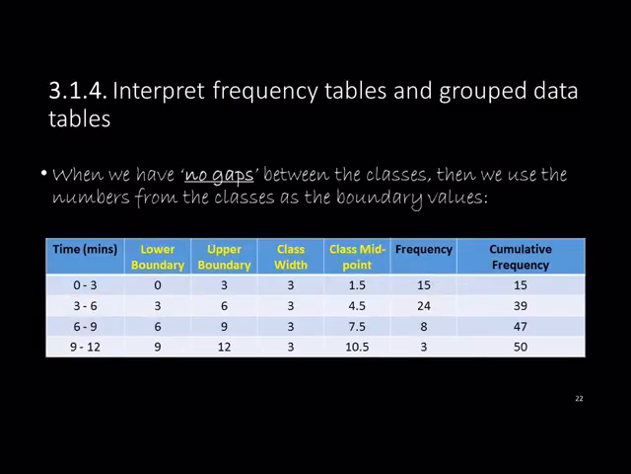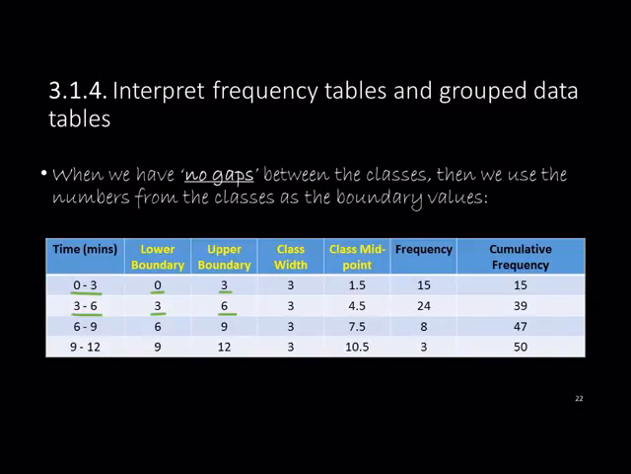And our second example is when we have no gaps between the classes. This is much simpler. We simply use the numbers from the classes as our boundary values. So in this first case, our class is 0 to 3, and that's exactly what we use. Lower boundary of 0, upper boundary of 3. We have no gaps. Our next class starts at 3, the same value as the previous class's upper boundary, and we have 3 to 6, so our lower boundary is 3, our upper boundary is 6, and so on.